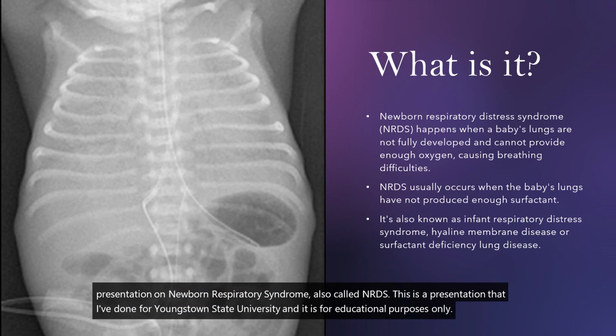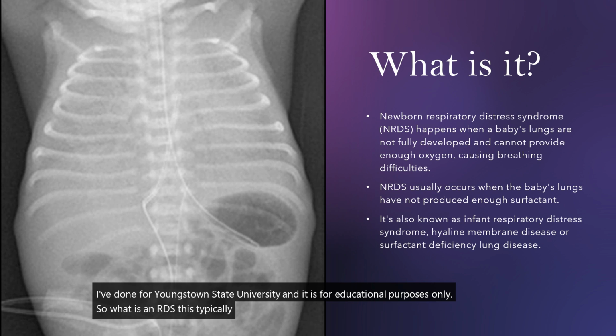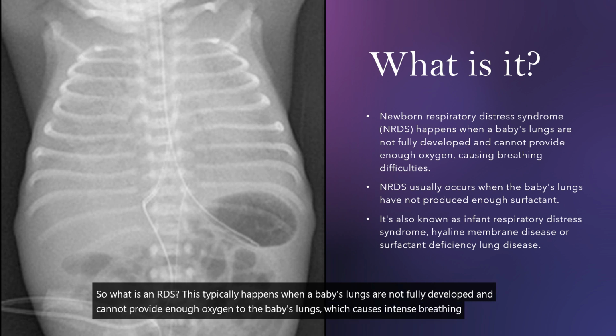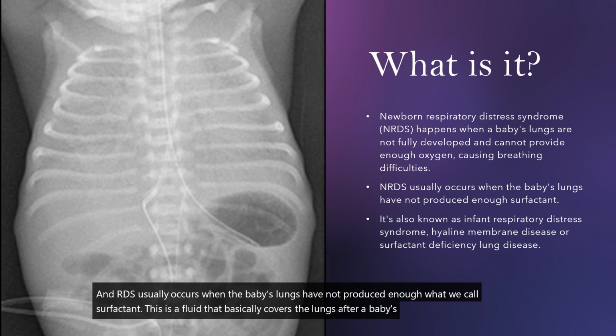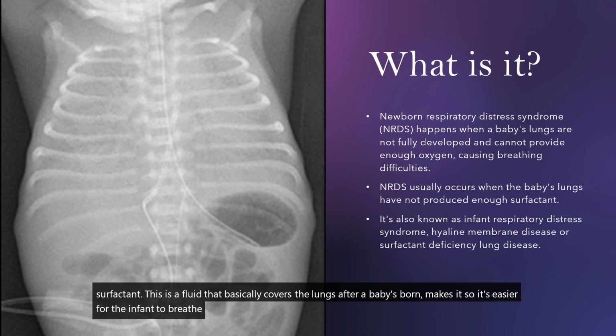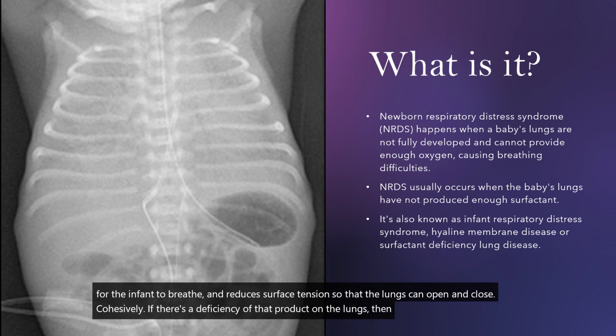So what is an RDS? This typically happens when a baby's lungs are not fully developed and cannot provide enough oxygen to the baby, which causes intense breathing difficulties. An RDS usually occurs when the baby's lungs have not produced enough of what we call surfactant. This is a fluid that covers the lungs after a baby is born, makes it easier for the infant to breathe, and reduces surface tension so that the lungs can open and close cohesively. If there's a deficiency of that product on the lungs, it causes issues with breathing, ventilating, and oxygenating.